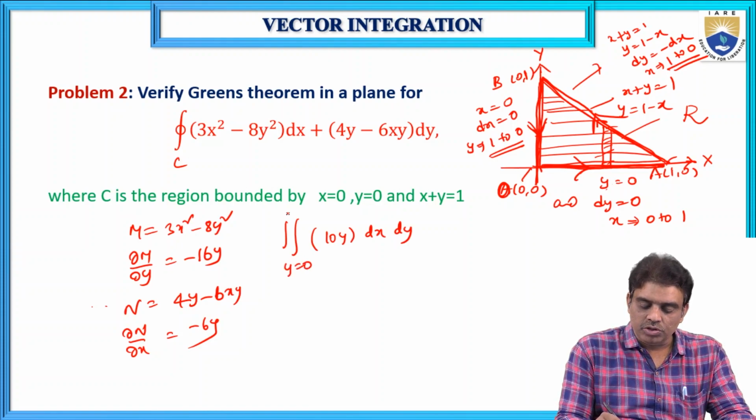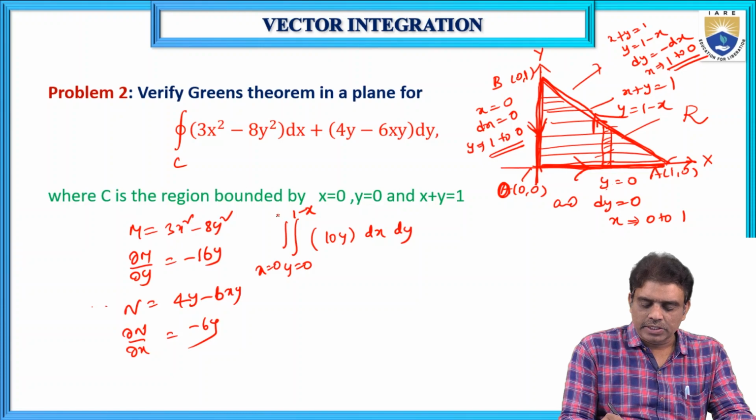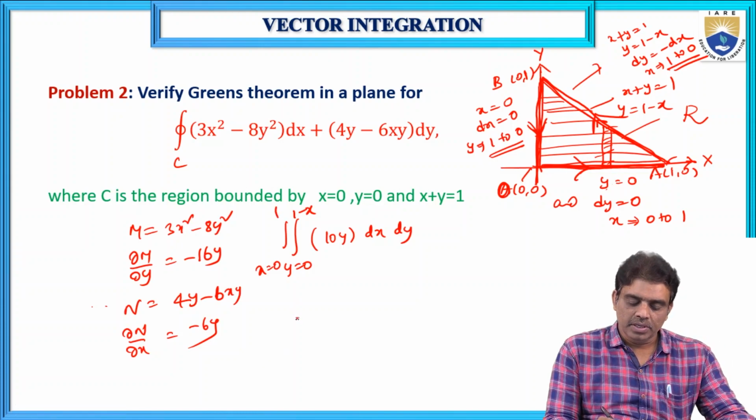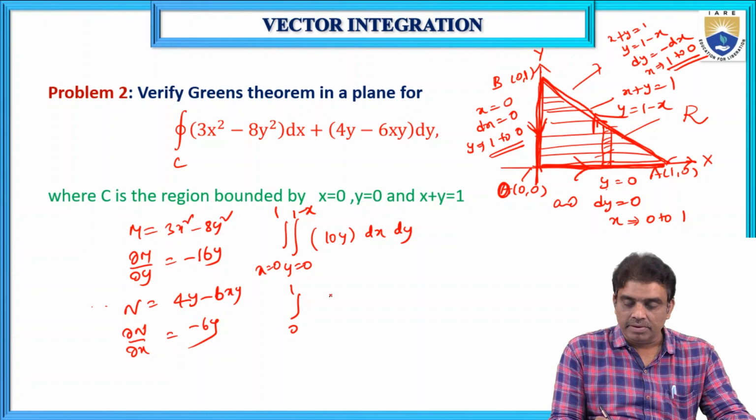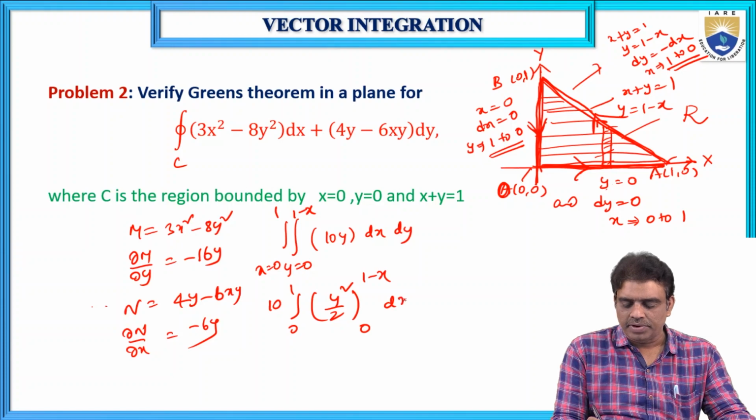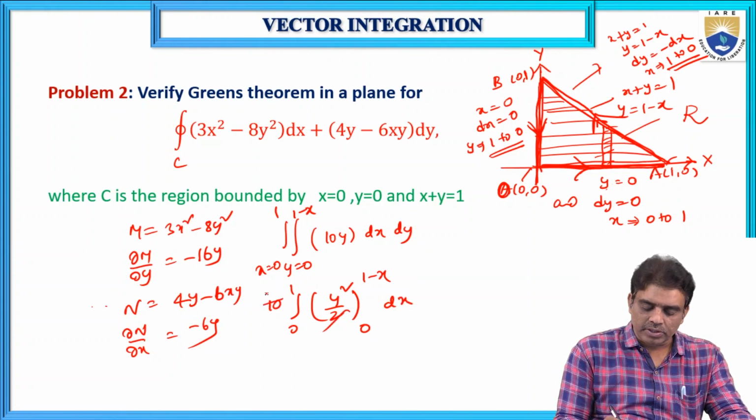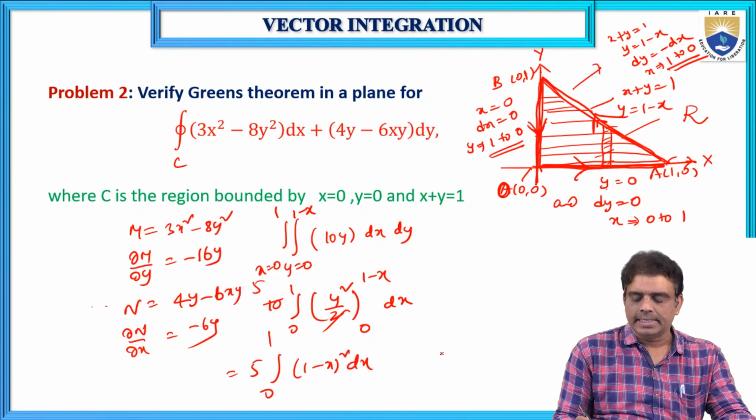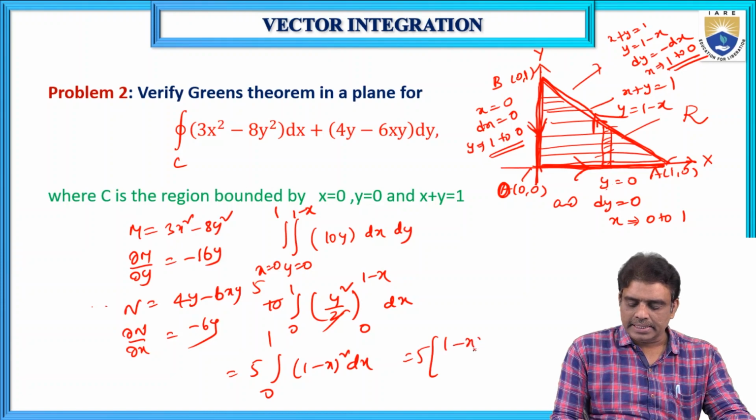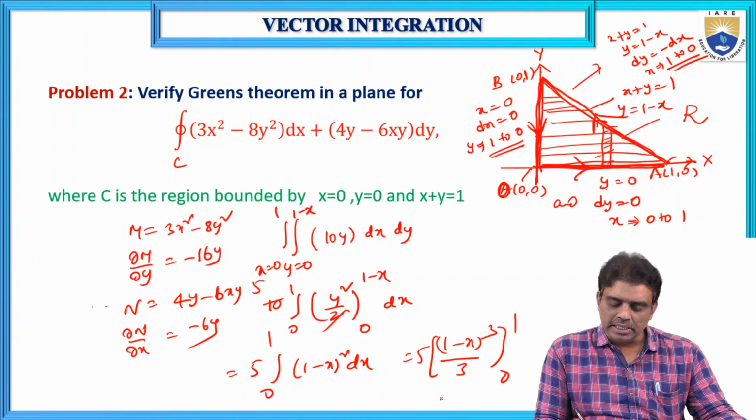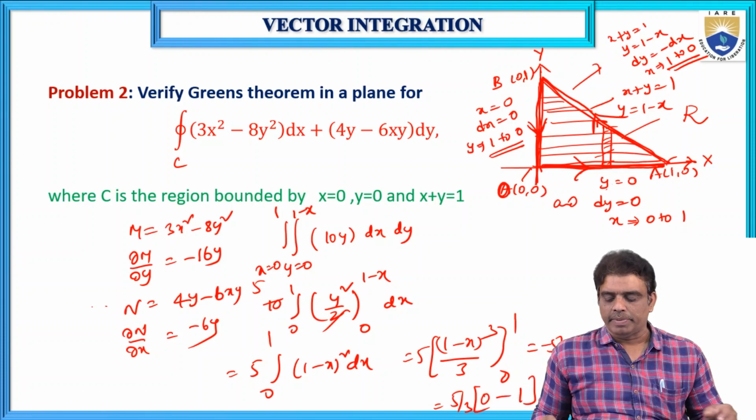But here y goes from 0 to 1 minus x and x varies from 0 to 1. So what is the integration? First integration: y square by 2 with the 10 outside, y integration y square by 2 from 0 to 1 minus x, dx. So 2 into 5 is 10, so 5 into the integral from 0 to 1 of (1 minus x) whole square dx, or 5 into (1 minus x) whole cube by 3 between 0 and 1. Substituting the limits, the upper limit gives 5 by 3 into 0, and the lower limit 1, so this value is minus 5 by 3.